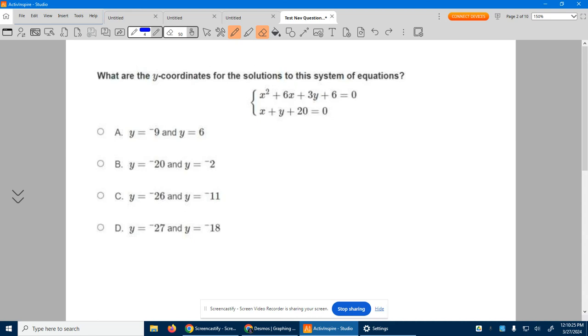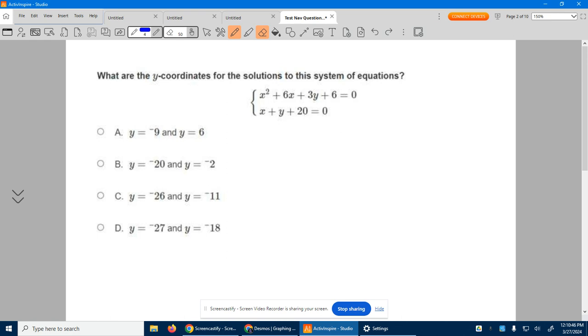All right, so what are the y coordinates for the solutions to this system of equations? It gives us two that we're probably not used to. The easiest way, if I'm taking the test and want to get the answer right, is to just graph them. I'm going to go to Desmos, plug them both in, and it'll show me where they cross. They're going to cross in two spots.